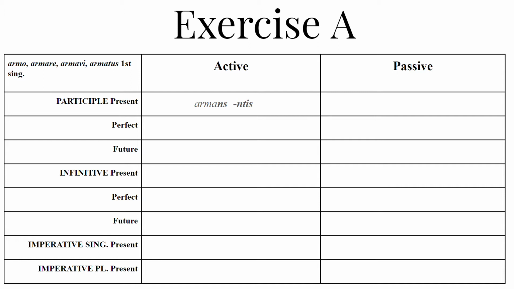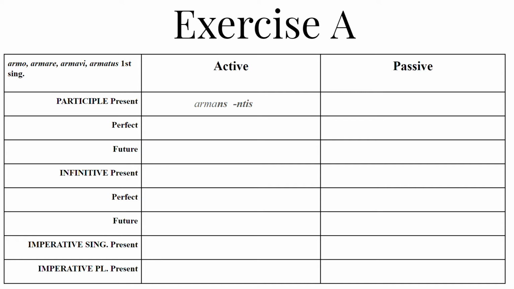adjectives, so they are declined like adjectives, like a third declension, one termination adjective, like diligens, diligentis, or potens, potentis. Armans, armantis, armanti, armantem, armante, armantes, armantium, armantibus, armantes, armantibus. That's for the masculine and feminine. For the neuter, they'll follow the neuter path. So armans, armantis, armanti, armans, armante, armantia, armantium, armantibus, armantia, armantibus.